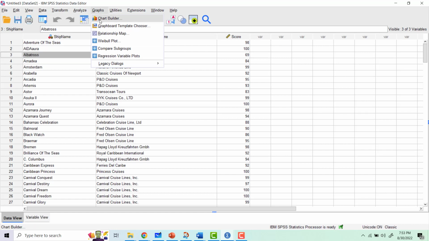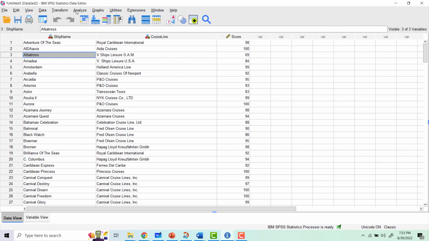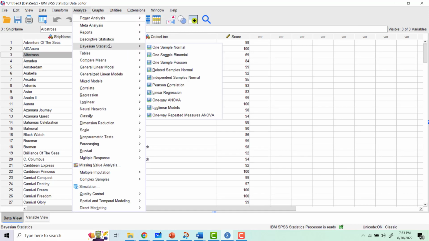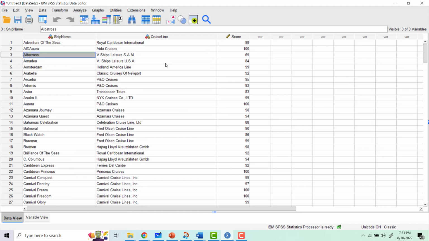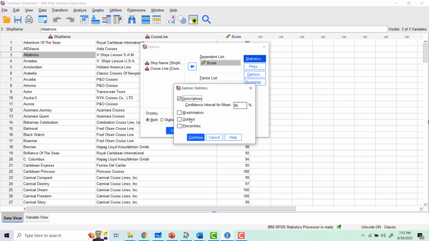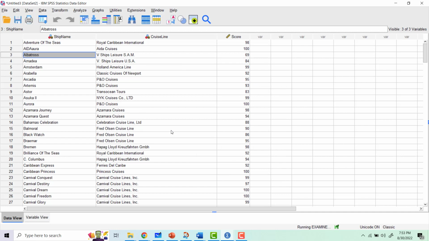Go to graphs, chart builder. Sorry, I still think I'm on last week. Go to analyze, descriptive statistics, explore. And we're going to do it on the score. We put it into the dependent variable list. We just want the basic descriptive statistics and then plots. We'll just have the histogram with the normality plot. Click OK, click OK.